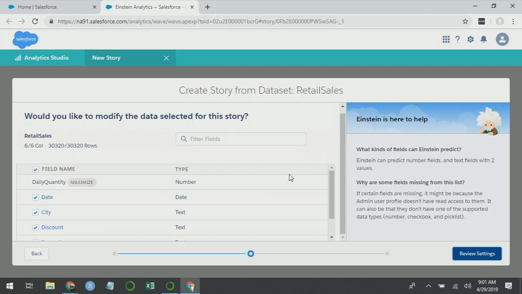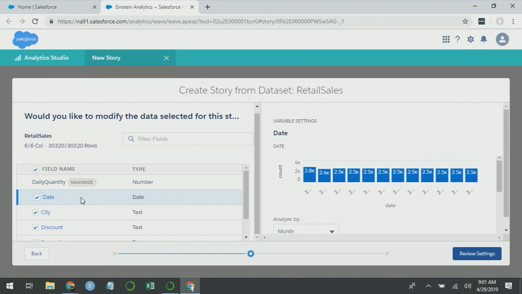Data options is where you tell Einstein Discovery what variables to include and how to look at them. You can see daily quantity is a number, and that's our outcome variable. It identifies that we want to maximize it. Next is our date variable.